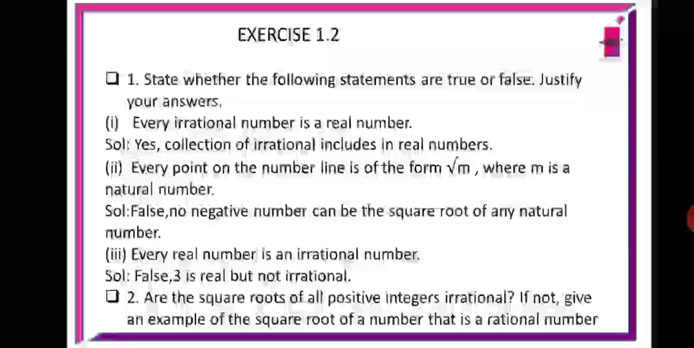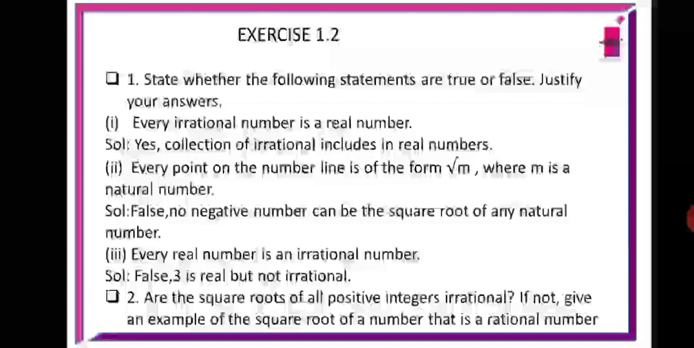So we are going to start exercise 1.2. State whether the following statements are true or false. Justify your answer. Every irrational number is a real number. Yes, the collection of irrational numbers is included in the real numbers. Every point on the number line is of the form root m, where m is a natural number. False. No negative number can be the square root of any natural number. So it is a false statement.